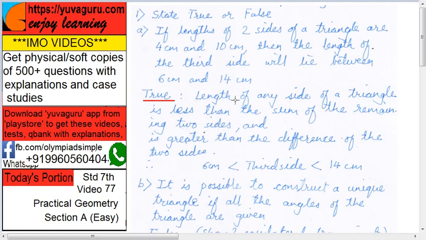That is property number 1. And length of any side of a triangle is greater than the difference of the remaining two sides. So the third side should be less than 10 plus 4, that is 14, and it should be greater than 10 minus 4, that is 6. So is it so? What is given? It will lie between 6 and 14. That's why it is true.